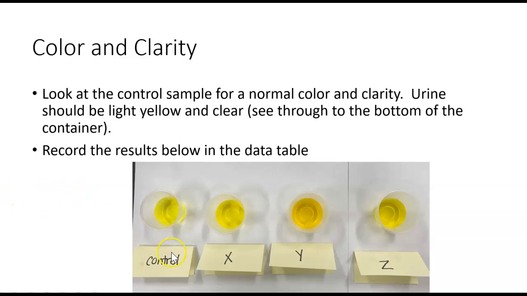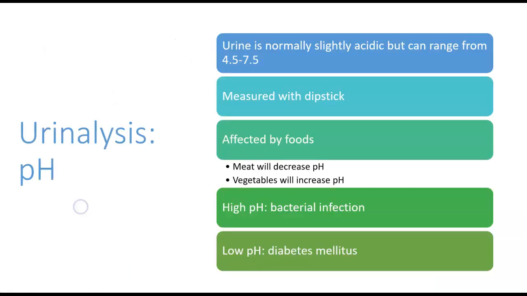So looking at control is what should be normal. Here's patient X, Y, and Z. I want you to look at and fill out the diagrams, looking to see is the color normal. So control will always be the normal. And what it might indicate if you think the color is not, and then also clarity. Can you see through the bottom? So you can pause this, record your results in the data table.